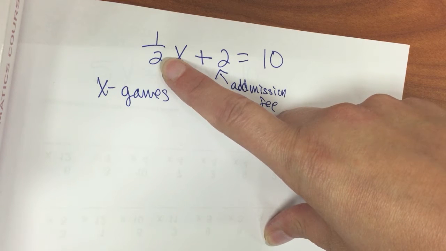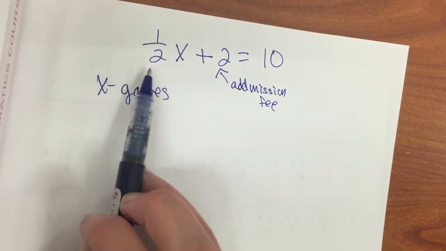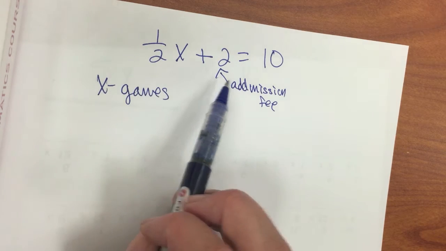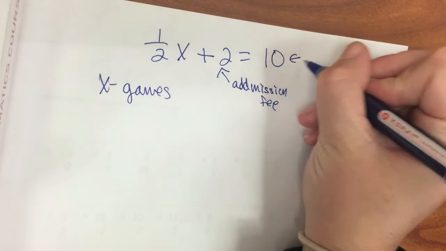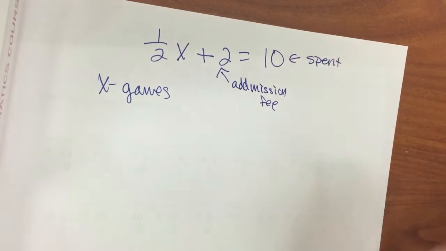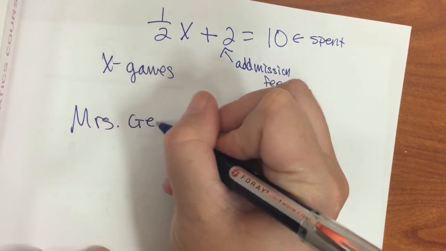Half a dollar, maybe? Yeah, half a dollar totally works. 50 cents. We can do that. So if we have half a dollar per game plus the $2, what's the $10? That's going to be how much I spent that night. So how much I spent, that's my total spent.